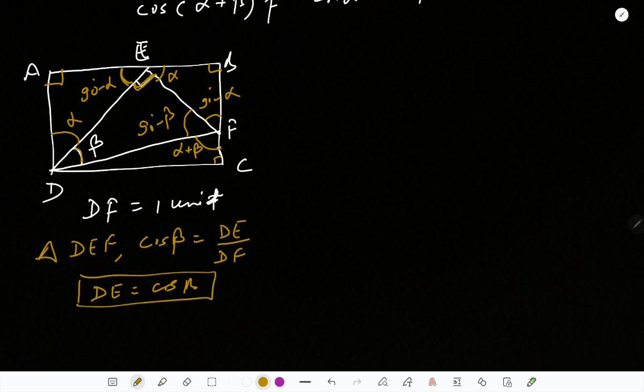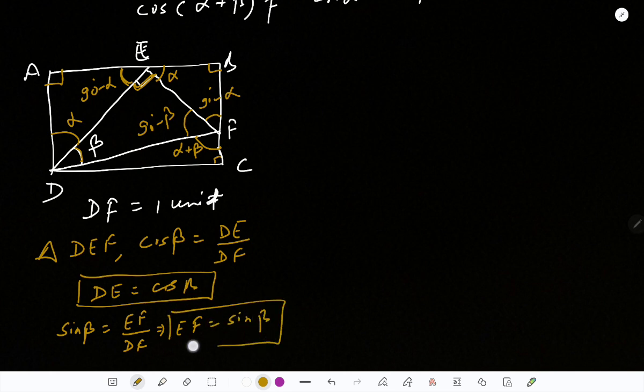Then you try to find sine beta here. Sine beta is perpendicular, that is EF, divided by the hypotenuse DF, that is 1 unit. So you got your second result, that is EF is equal to simply sine beta. So you got 2 results.